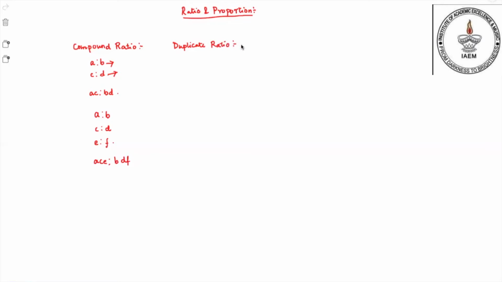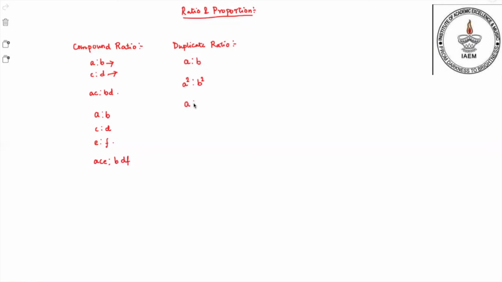As the name suggests, if we have to find out the duplicate ratio between two terms, A and B, then the duplicate ratio is given as A square is to B square. That means both terms are squared and we find out a ratio between these two terms.